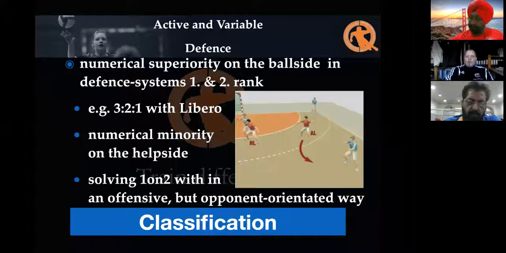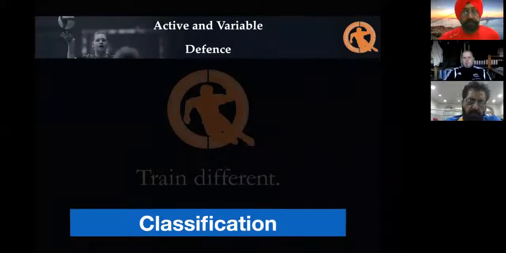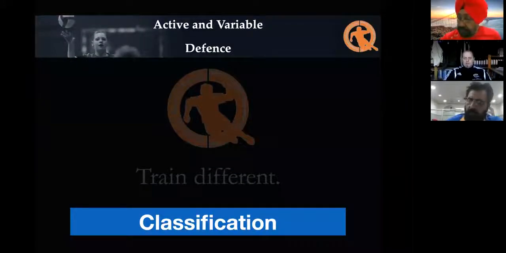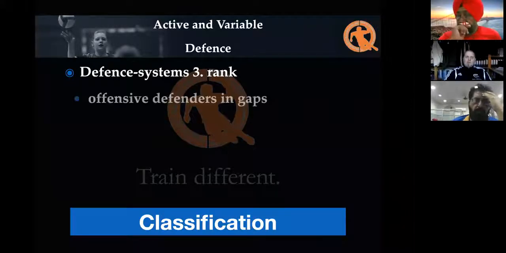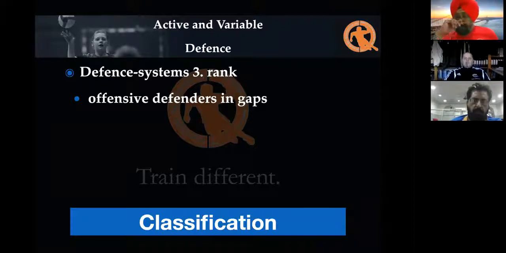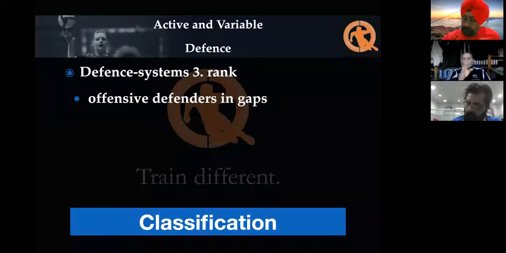Okay, now coming to something new. We had already defense systems of first rank. We had defense systems of second rank. And now I want to introduce to you defense systems of third rank. In this moment, the difference to all those other defense systems is that there are open defenders not positioned according to one player in attack, but positioned in the gaps between 2 attackers.